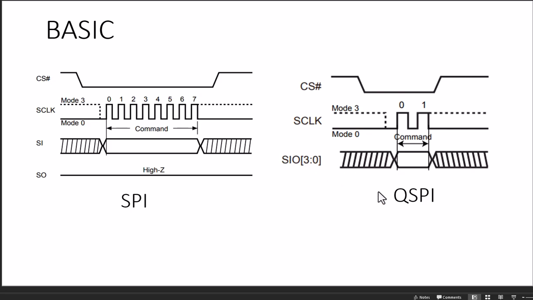Compared to that, QSPI is nothing but a 6 wire protocol. These two are similar, chip select and clock, and whatever command and data we are sending goes on the 4 lines SIO from 0 to 3. So in a basic way, QSPI is almost 4 times faster than SPI, but it requires 2 more pins for the transaction of the data or command.